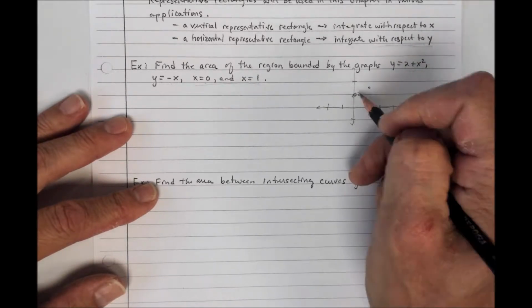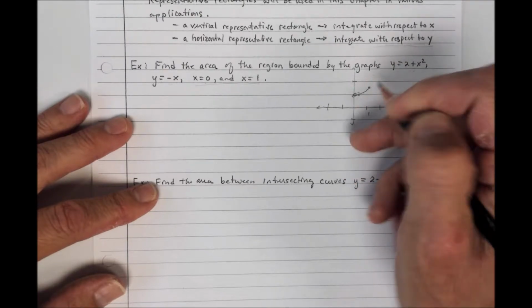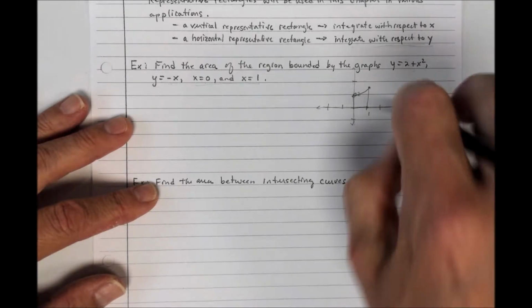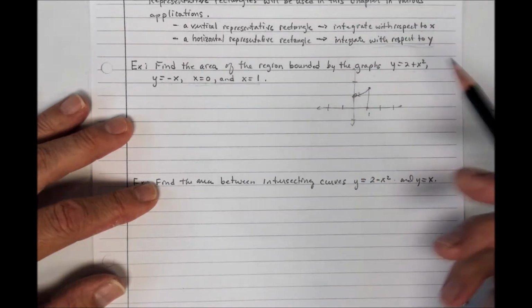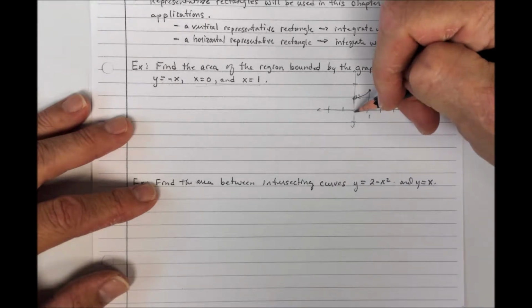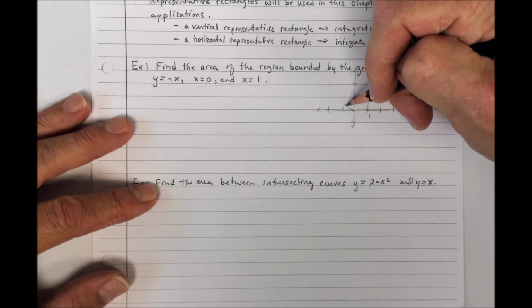And because it's a parabola, I know it's a curve. And then we have this, this, and this. Oh, no, we don't have the bottom there. Take that back. We have the line y equals the opposite of x, so that would be a line that kind of goes like this.